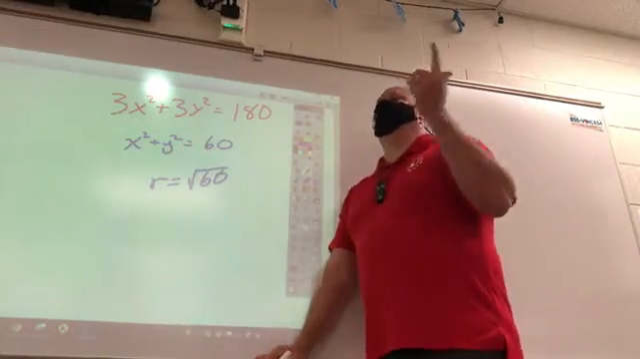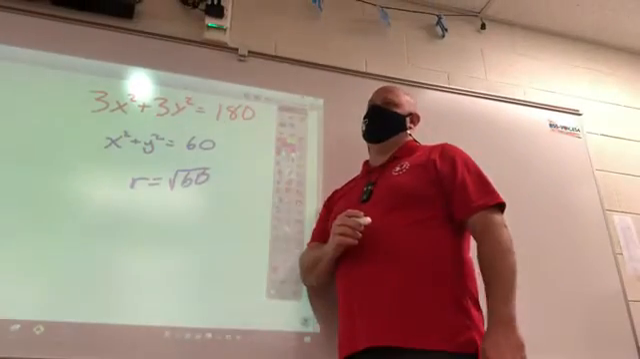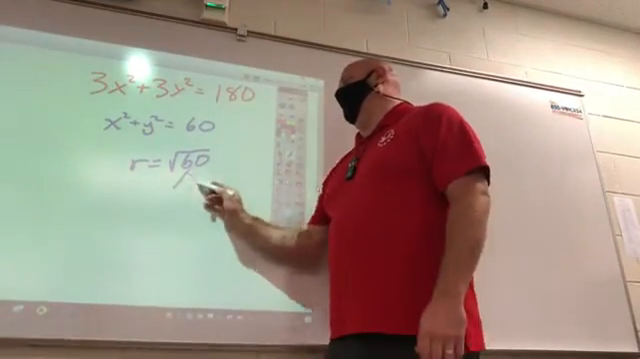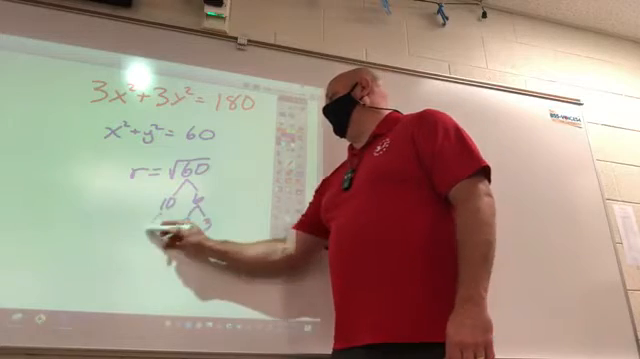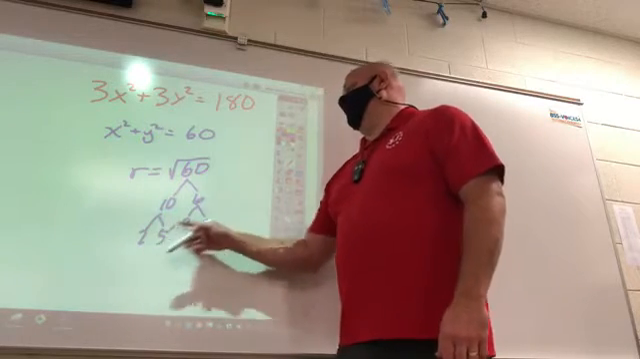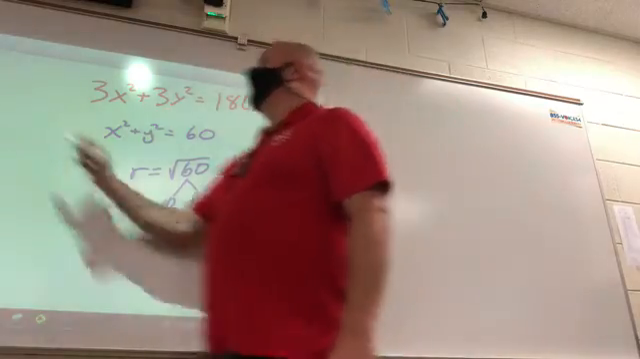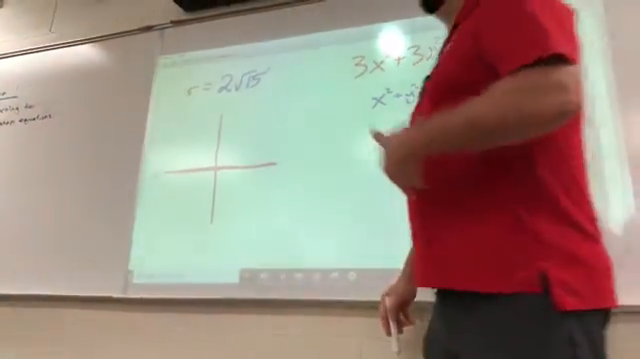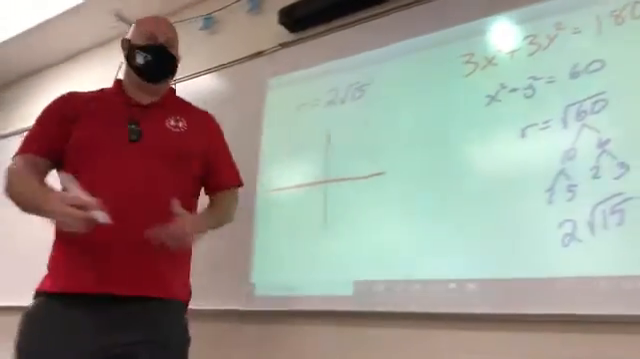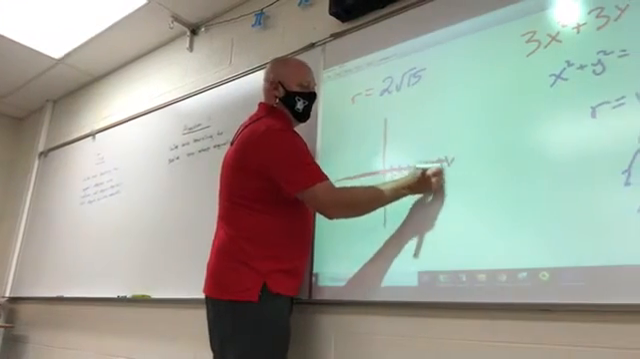Now, what do I want as a final answer for my radius? Simplify that radical. So 10 and 6, 2 and 3, 2 and 5. So I got a pair of 2's with a 15 left in. So my radius is 2 root 15. But now I got to draw the graph. So 1, 2, 3, 4, 5, 6, 7, 8.